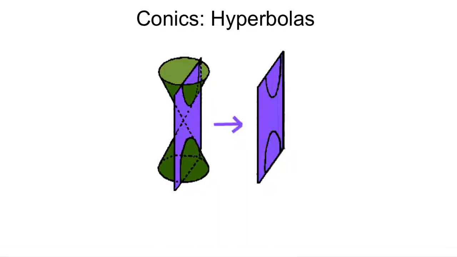Okay, so as I've been going through conic sections, maybe you've been asking, why are we always looking at two cones right on top of each other? Why not just one cone? Well, the answer to that is because we could have this situation here. So this is called a hyperbola.